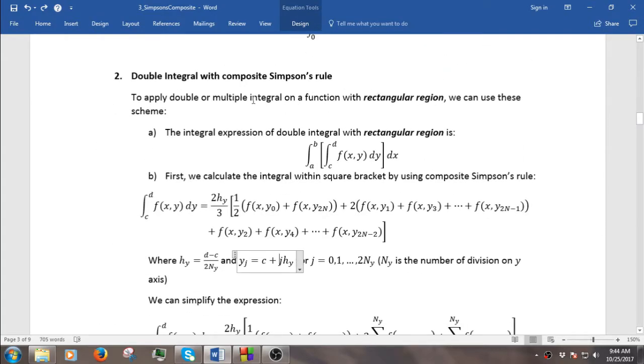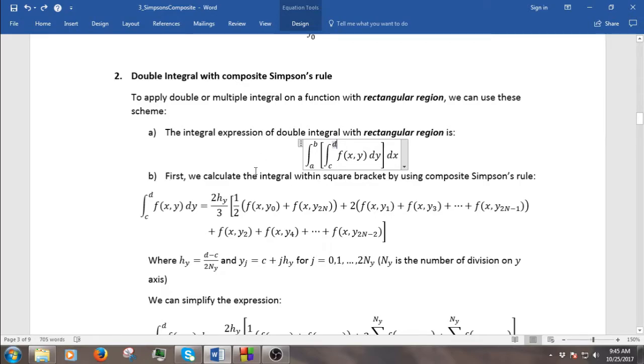So the first double integral we want to solve or we want to apply here is the rectangular region. The rectangular region means the lower and upper bound of the integral is a constant. So A, B, C, and D must be a constant number. So this is the general form of the double integral with rectangular region. And how do we find the solution?